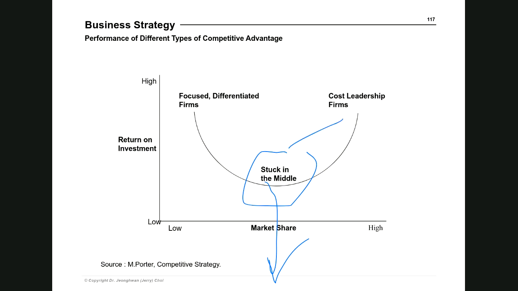Now you get to know the very simple choice to create a strategy. Frankly speaking, in business strategy, we have only two choices. We have only two moves. You are heading to the cost leadership, or you are heading to the differentiated user experiences. No more.